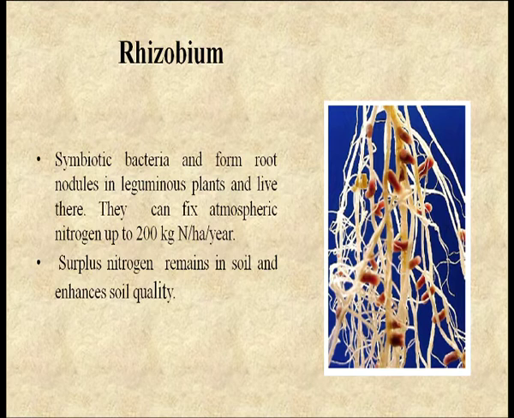Some of the important types of biofertilizers which can be considered for agro-based industries are Rhizobium, Azotobacter, Azolla, blue-green algae, etc. First, Rhizobium. It is a symbiotic bacteria that forms root nodules in leguminous plants and lives there. They can fix atmospheric nitrogen up to 200 kg nitrogen per hectare per year. Surplus nitrogen remains in the soil and enhances soil quality.